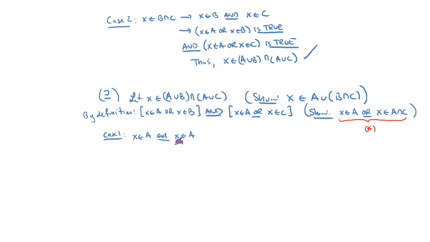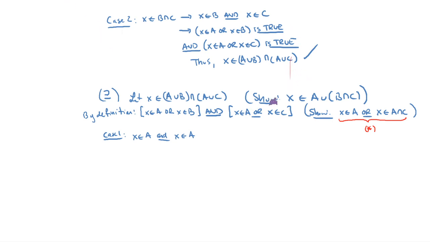Case 1, okay, well, sorry. If x is an element of A and x is an element of A, is this star true? Well, when you want an or to be true, you only need one part of it to be true. And if you look over here, the first bit is definitely satisfied. I don't even have to look over at the second part. Look, I have x is an element of A. So therefore, star is definitely true. Right? I can actually write that.